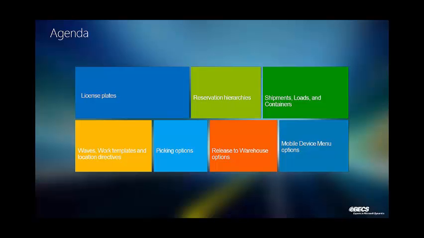how you'll use them. Then we'll talk about specific setups for waves, work templates, and location directives, which are building blocks of warehouse work. Everything is broken up into work, whereas in former versions of AX you might think of picking lists and packing slips. Here we're really utilizing a concept called work, which is broken up really with those 3 different pieces of functionality.